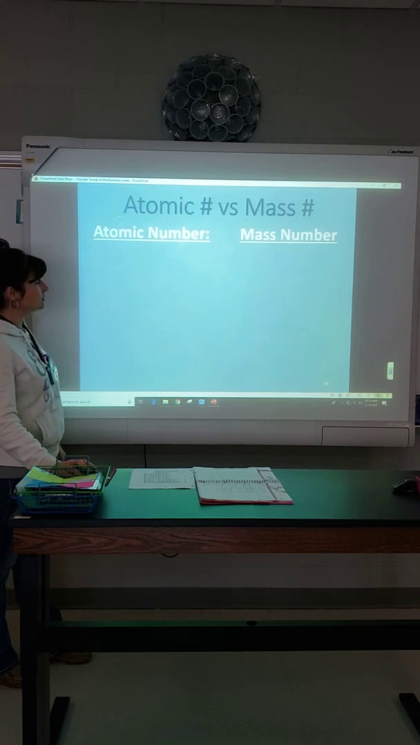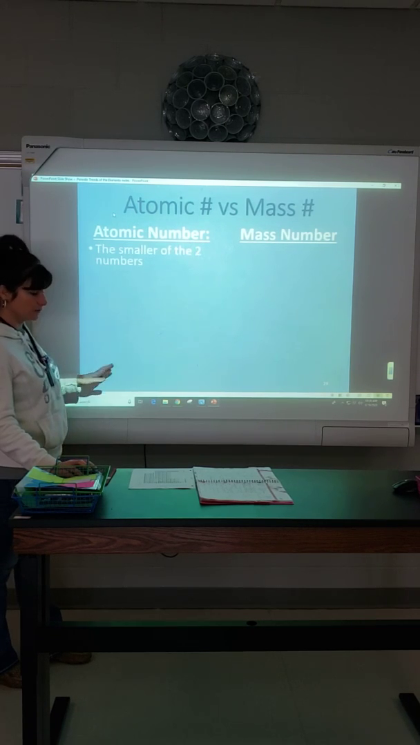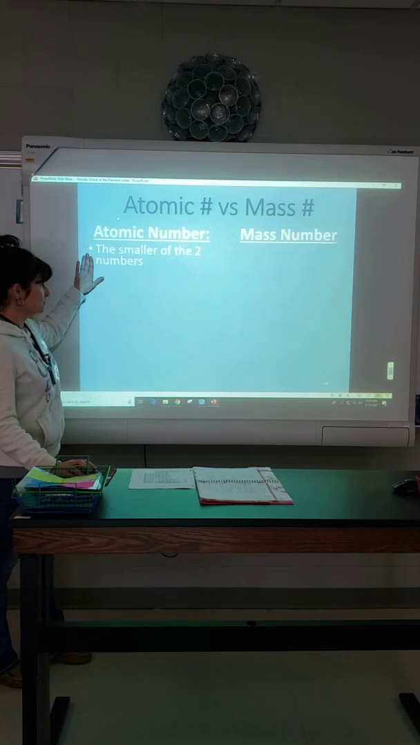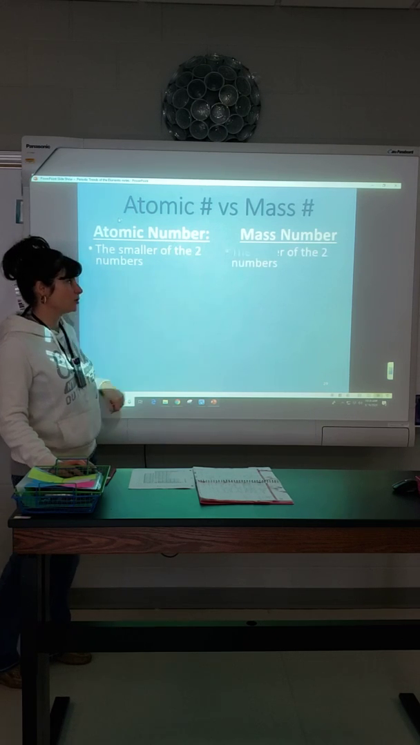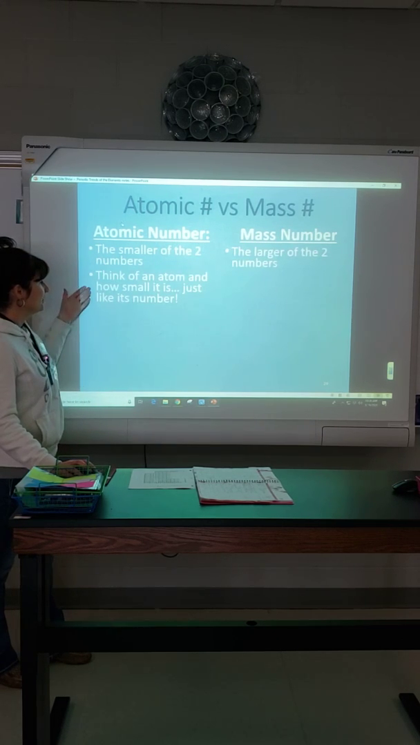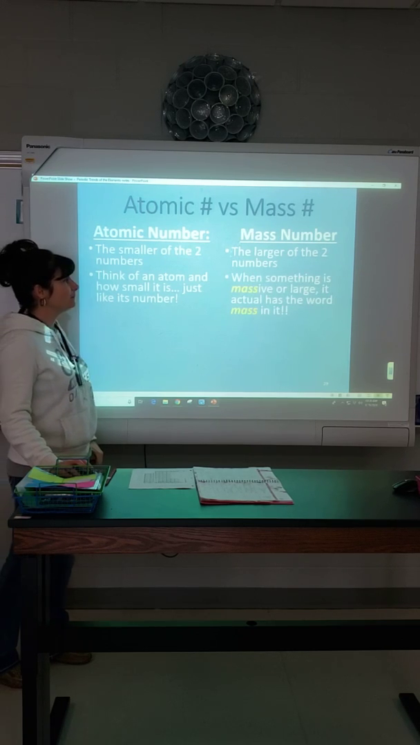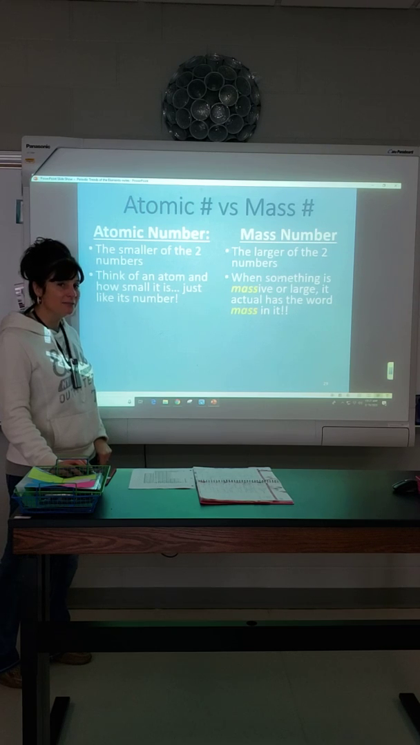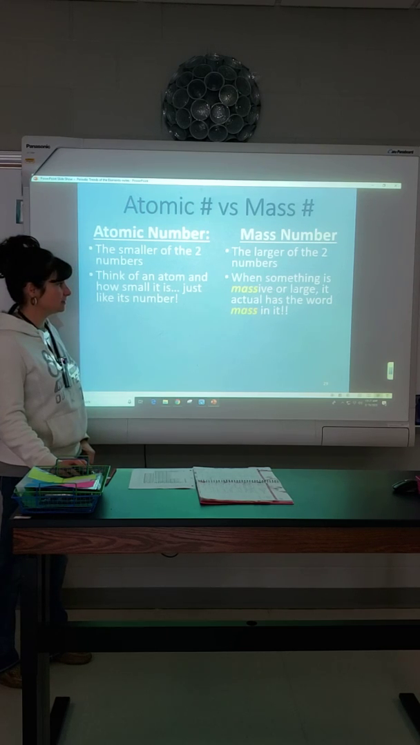All right, so here is an important slide. This will help keep things straight for you. So the atomic number is the smaller of the two, making the mass number the larger of the two. Think of an atom and how small it is, just like its number. And then think of mass number. You hear the word mass in it, and the word massive meaning large. So massive is large, think the mass number is large.